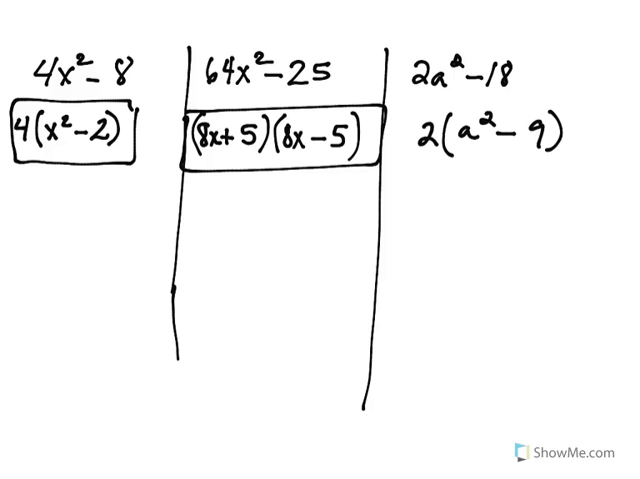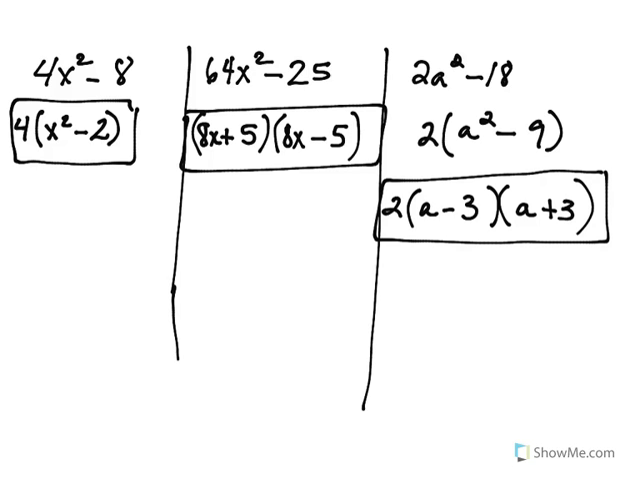It's not a trinomial, it's a binomial, so you just have to ask yourself if it's the difference of two squares. A squared is a times a, 9 would be 3 times 3, and it is a difference, so there is subtraction. So this can factor further. A minus 3, a plus 3, and this problem is factored. And that's it.